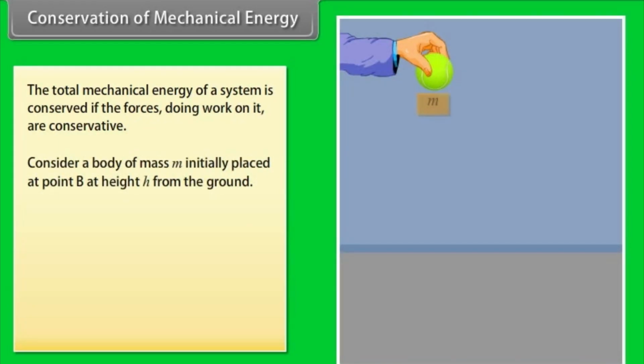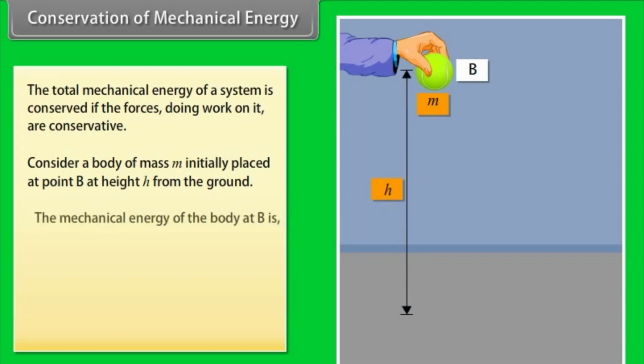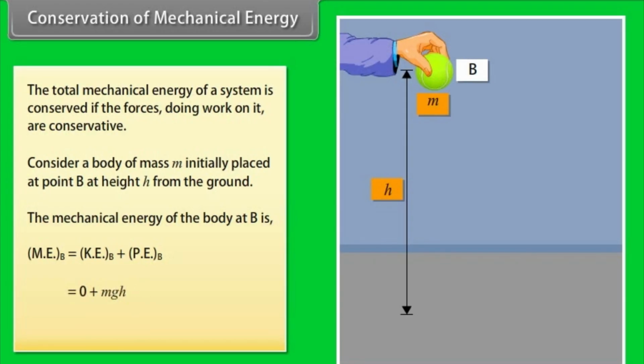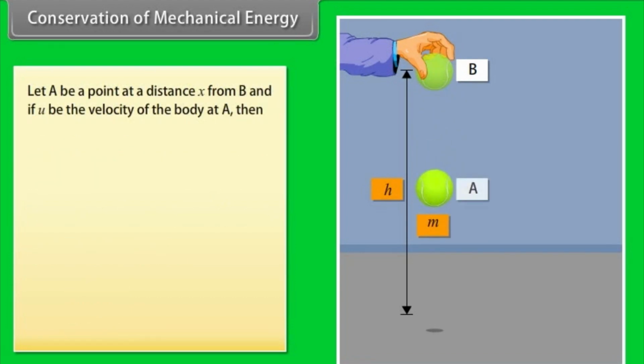Consider a body of mass m initially placed at point B at height h from the ground. The mechanical energy of the body at B is equal to the kinetic energy of the body at B plus the potential energy of the body at B, which is equal to 0 plus mgh, which is equal to mgh. Let A be a point at a distance x from B, and if u is the velocity of the body at A, then u square is equal to 2gx.